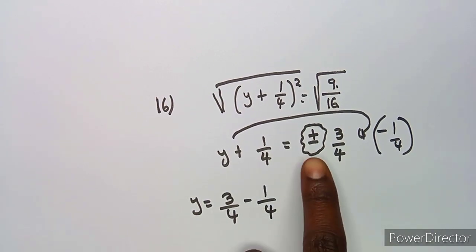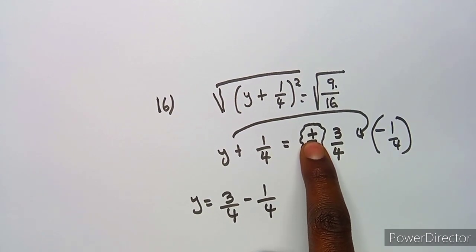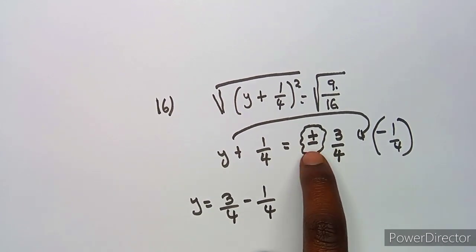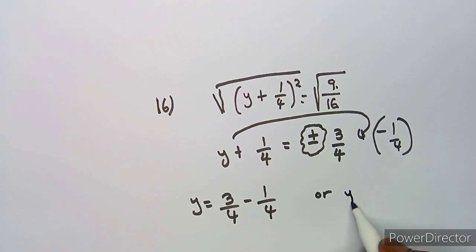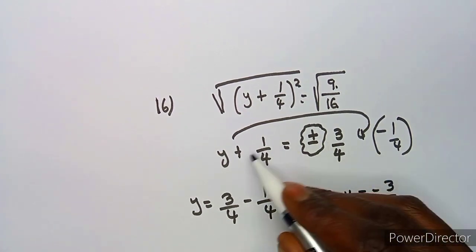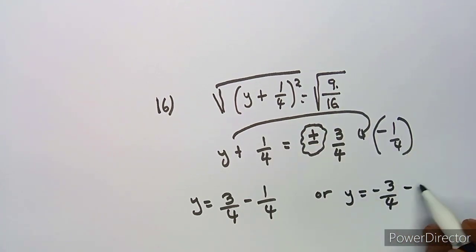Or here, remember I started with the plus. So now I'm going to work with the minus. So y is going to be minus 3 over 4. Already I transposed this and it's now minus 1 over 4. So this one is not going to change.